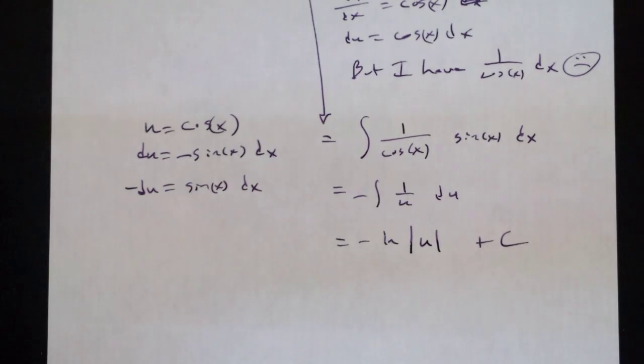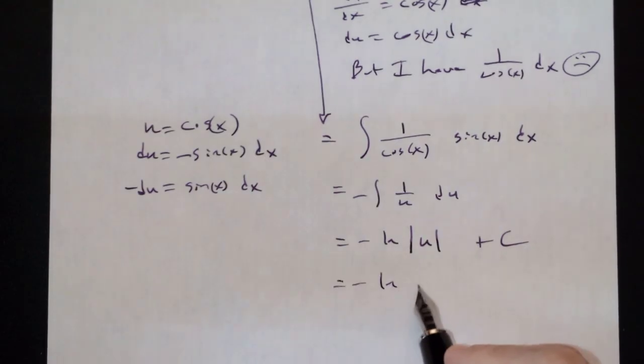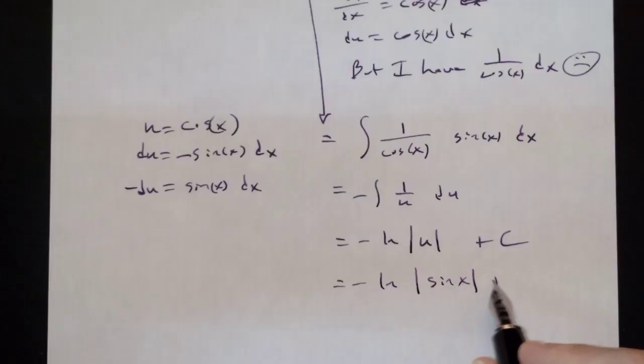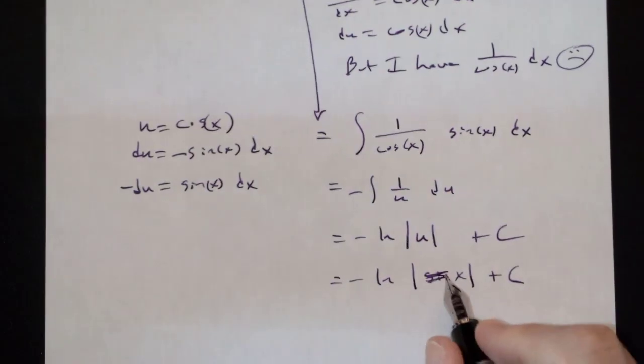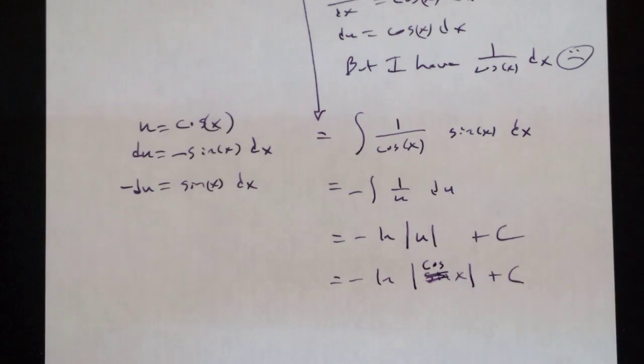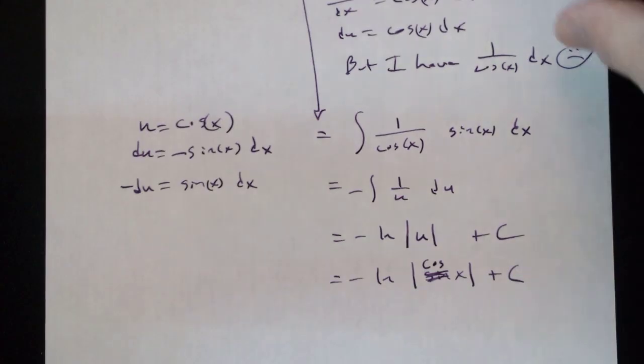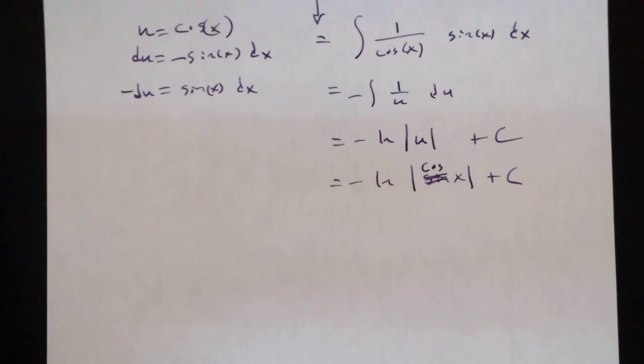I started in x, I end in x. Yes, does help if I write the right one down. I love this answer. This is not the answer in the back of the book. Why not? Because the answer in the back of the book decides there's a minus in front of my ln. I don't like minuses in front of my ln.